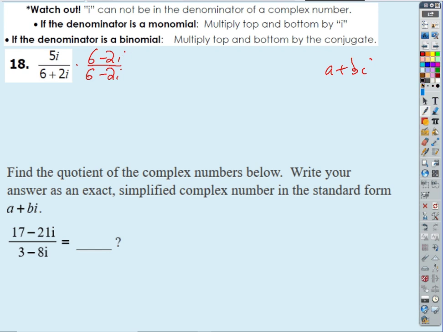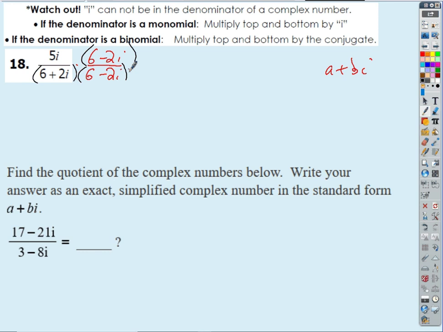So how come we're doing this? Well, if we're going to multiply top and bottom by the complex conjugate, you can tell me right now, what's the number going to be on the bottom? What's it going to be? If I multiply 6 plus 2i times 6 minus 2i. No. When I multiply fractions, so hold off for a second. Everybody, hold your thoughts for a second here.